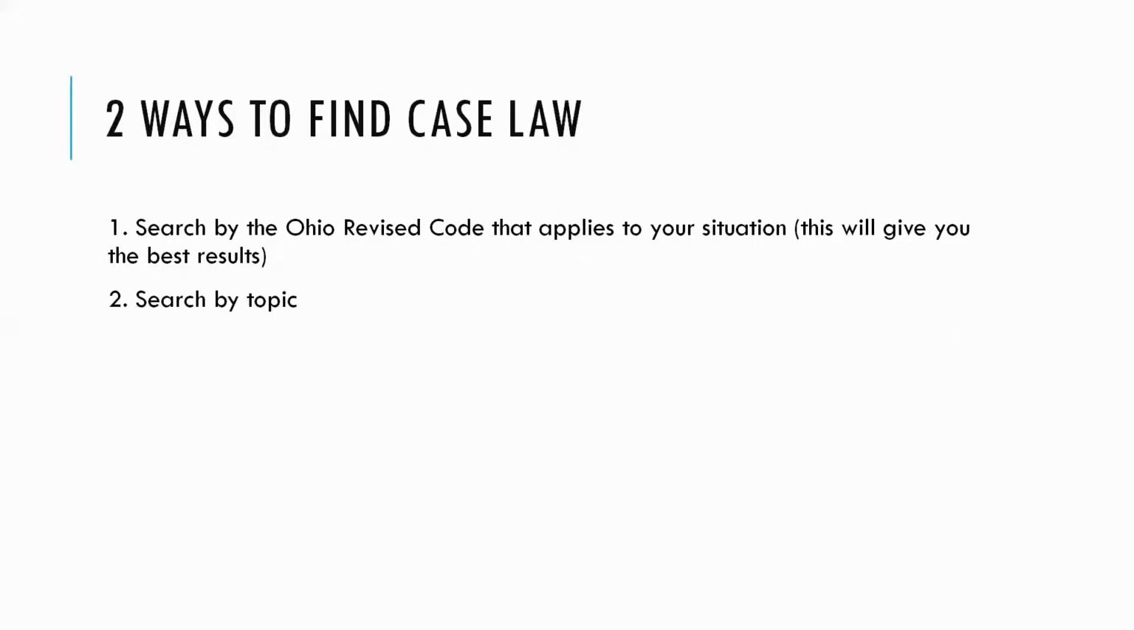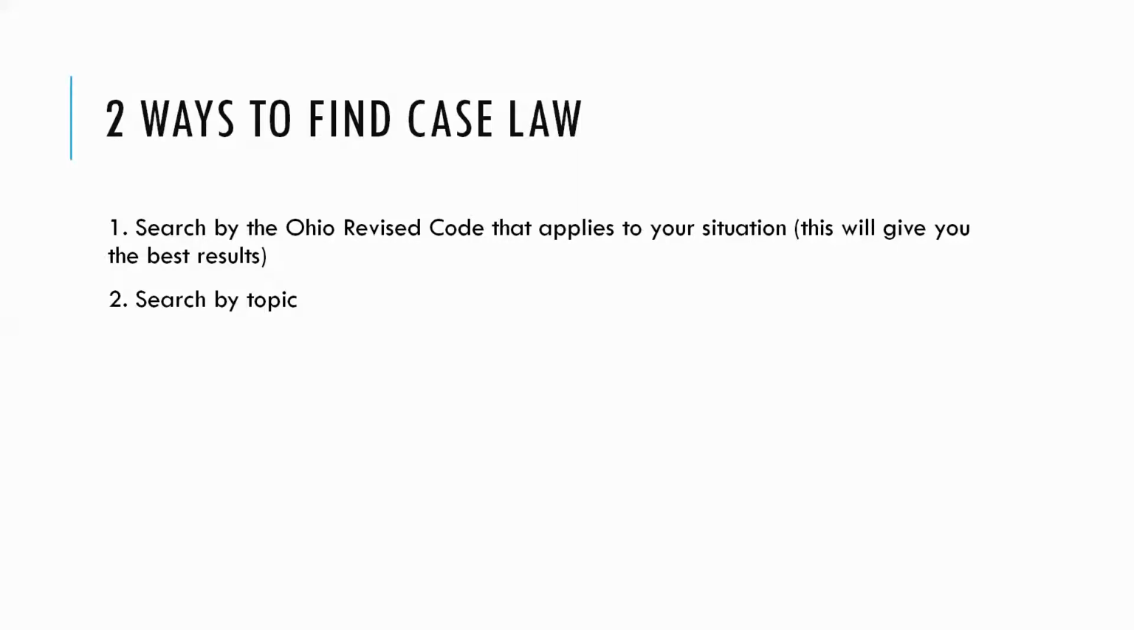There are two ways to find case law. The best is to search by the Ohio Revised Code that applies to your situation. So if you have been arrested for public intoxication, the police officer should cite that you were arrested in violation of, and then a particular ORC. If you look up that particular ORC, you're going to be able to find other cases that mention that ORC. And so then that's going to really narrow your results quite quickly.